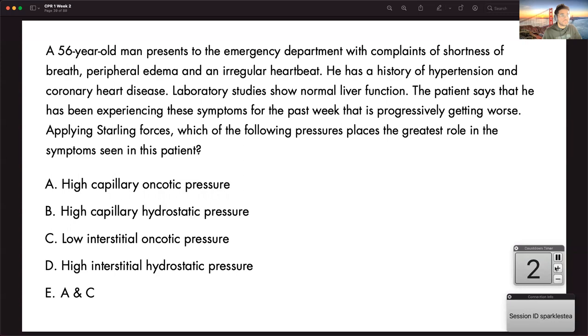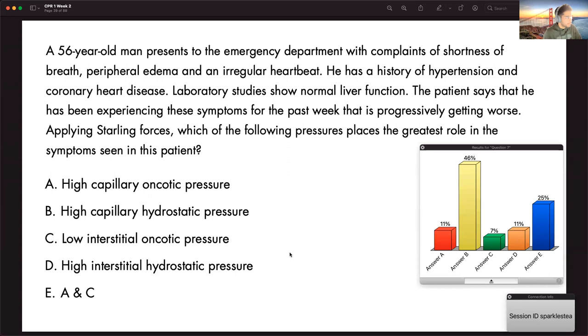Okay, so majority of you guys are absolutely correct. It's a high capillary hydrostatic pressure. So let's kind of dissect this. So complaints of shortness of breath, peripheral edema, irregular heartbeat. So you got to start dissecting those, right? Peripheral edema, what side of the heart are we talking about? Like shortness of breath, what side of the heart we're talking about? All of those things you will expand on. So you do need to read these question stems very carefully.